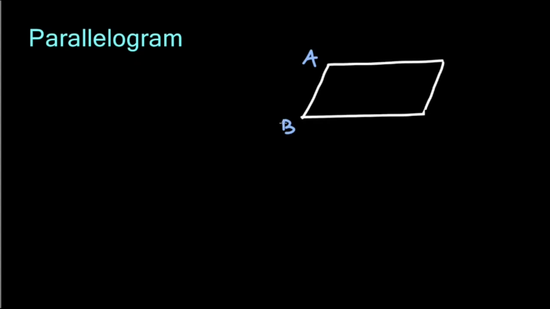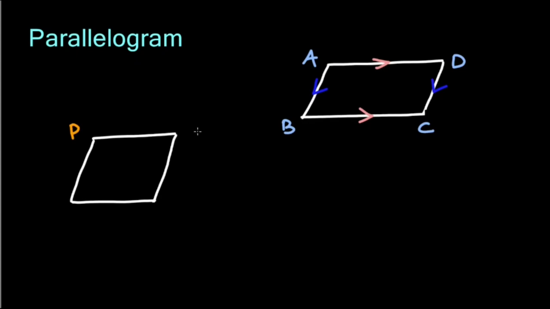The next kind of quadrilateral is parallelogram. Parallelogram is a quadrilateral whose opposite sides are parallel to each other. Quadrilateral ABCD is a parallelogram because its opposite sides are parallel. Side AD is parallel to side BC and side AB is parallel to side DC.